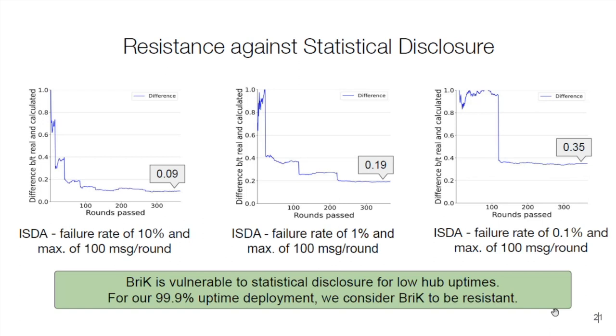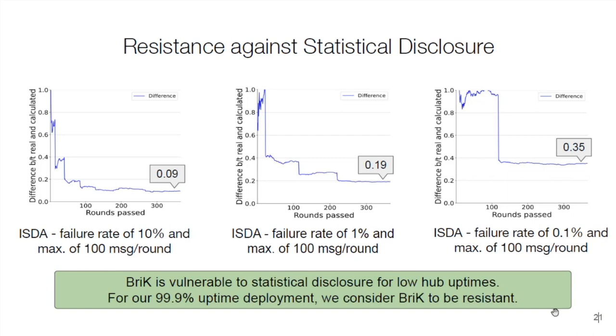Regarding statistical disclosure attacks, we made a theoretical experimentation. So we consider an unlikely scenario: for some reason, a hub would not send either chaff or real data, and for some other unknown reason, the bridge would not pick up this failure. As you can see here, we also consider a user, which in the first plot has a probability of failing 10% of the time for a couple of rounds, namely 365 rounds.